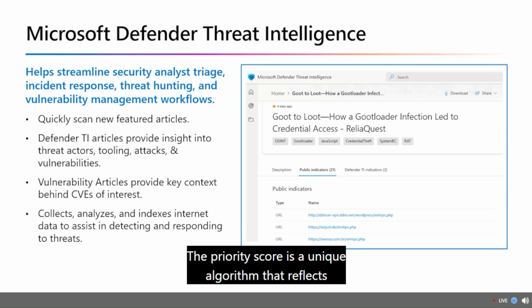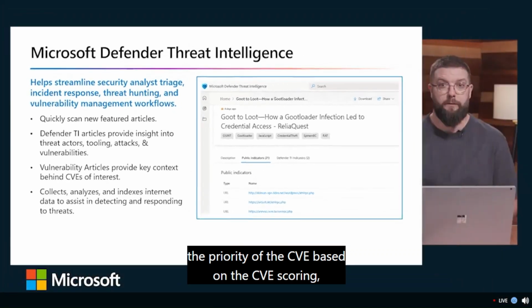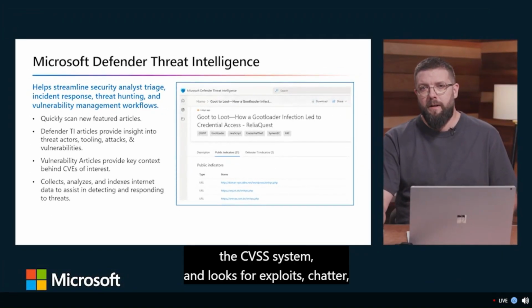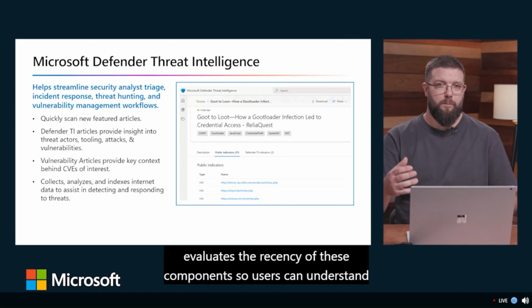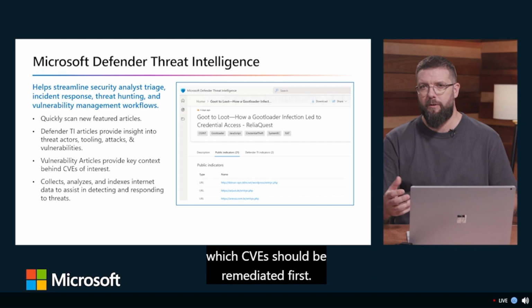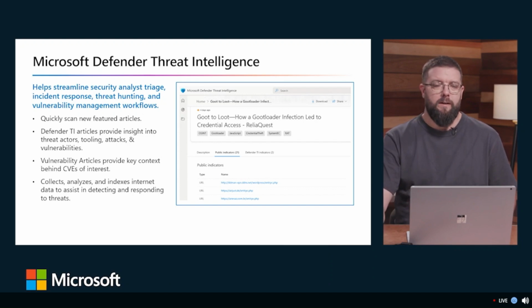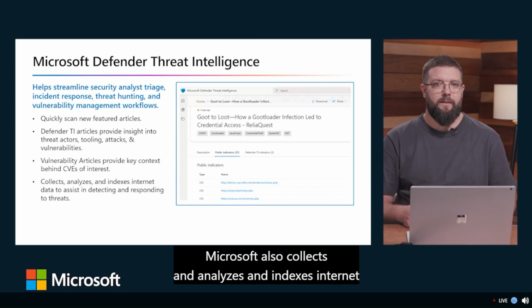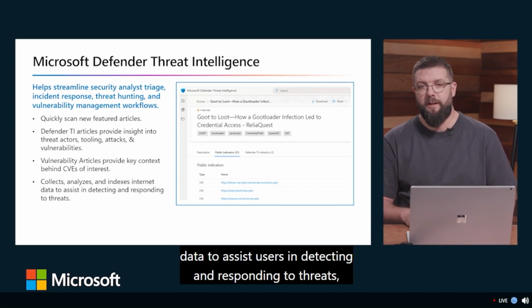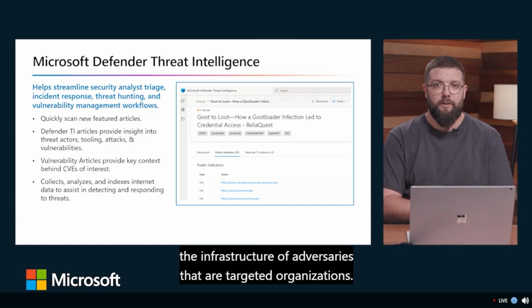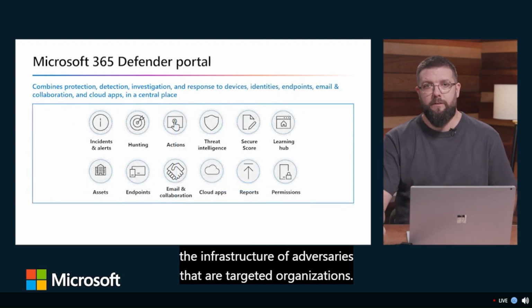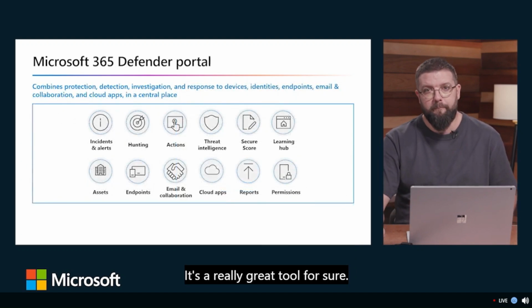So the priority score is a unique algorithm that reflects the priority of the CVE based on the CVE scoring, the CVSS system, and looks for exploits, chatter, and linkage to malware, essentially. So the Defender TI priority score then evaluates the recency of these components so users can understand which CVEs should be remediated first. Microsoft also collects, analyzes, and indexes internet data to assist users in detecting and responding to threats, prioritizing incidents, and proactively identifying the infrastructure of adversaries that are targeting organizations. So it's a really great tool, for sure.